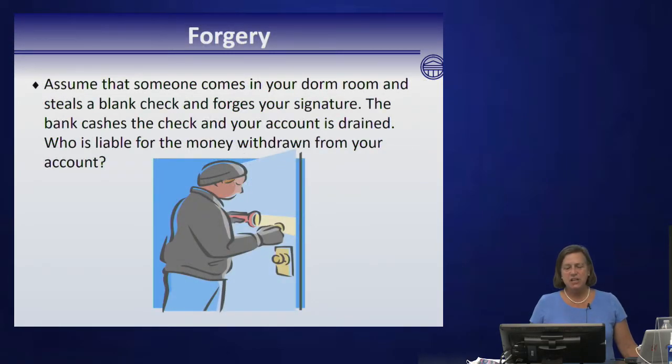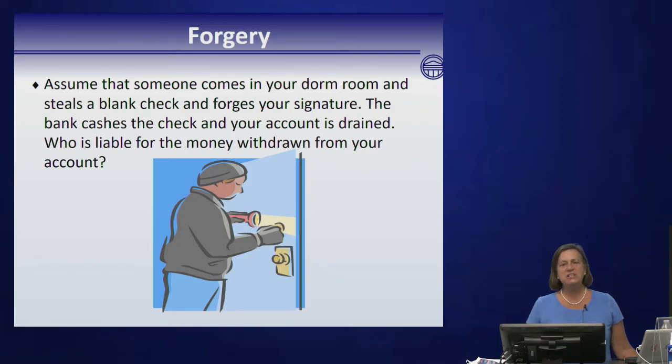Last slide of the day. Assume that someone comes in your dorm room and they steal a blank check and they forge your signature. The bank cashes the check and your account is drained. Who is liable for the money withdrawn from your account? This actually is based on a true story. This was a student at Longwood about 10 years ago. The bank cashed a check that was drawn on his account. He was not the person who had written the check. So who is liable? The answer is that this is a forged signature. The bank is supposed to know your signature as a customer, and so the bank is liable. And in this case, the bank had to return all the money to the student's account.